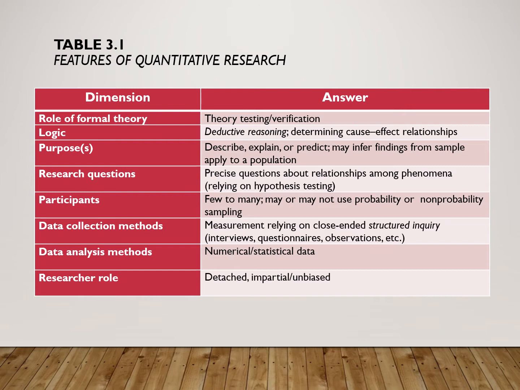Our research questions are precise questions about relationships among concepts. Our participants could be few to many, and we may or may not use probability or non-probability sampling depending on the specific type of methodology. Our data collection usually relies on closed-ended structured inquiries such as questionnaires, observations, or surveys. And then we'll use statistical analysis to really look at the data. The researcher's role in quantitative research is detached, to be impartial and as unbiased as possible.